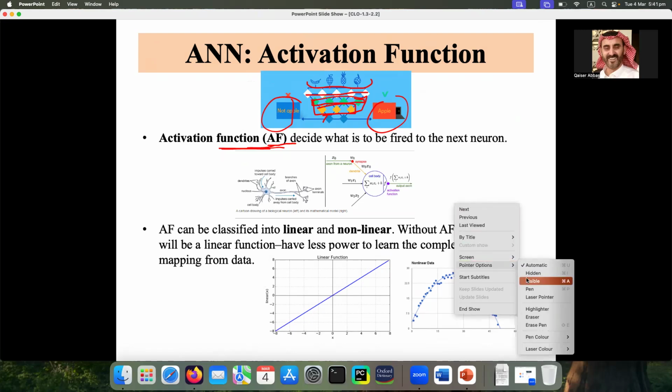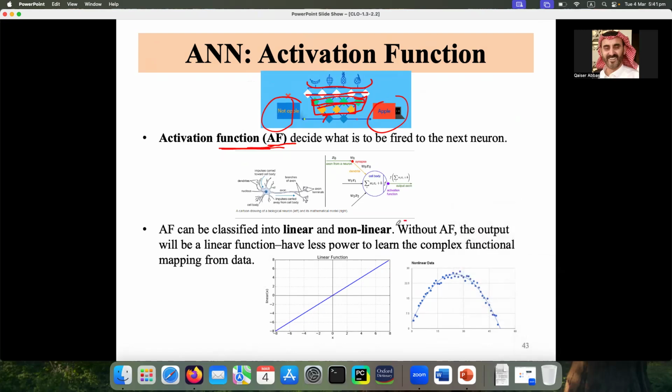This is an interesting point. If in your model you don't have an activation function, then the output you get from your model would be linear, like this. So this is an interesting point: if you don't have any activation function in your model, then you will get something like that. And this linear function has less power than the non-linear.